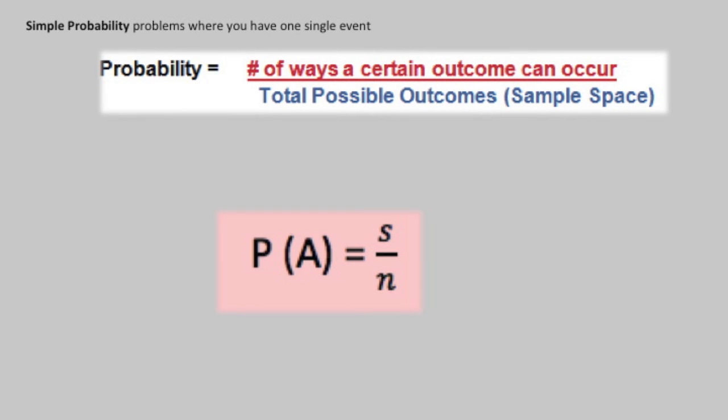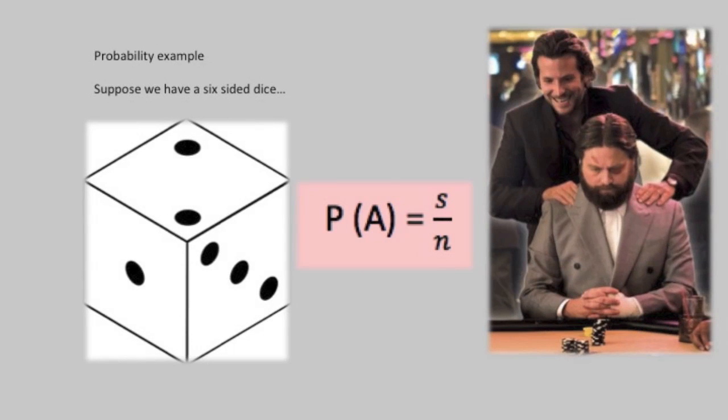This is the formula for a simple probability. All you do is divide the number of ways a certain outcome can occur by the total possible outcomes. Suppose we have a 6-sided die and we want to know the probability of rolling a 2. So all you do for this is divide 1 by 6 and you get 0.166. Multiply that by 100 and 16.6% of the time you could expect a roll of 2.